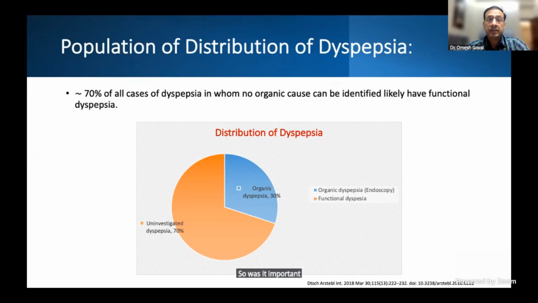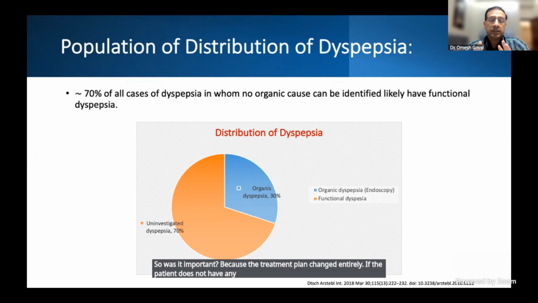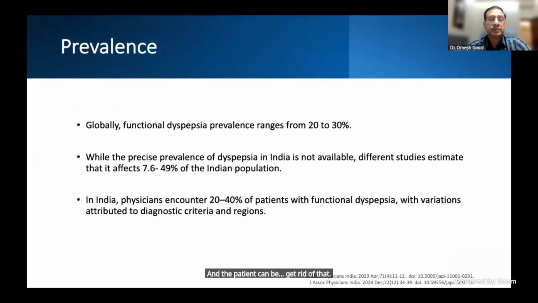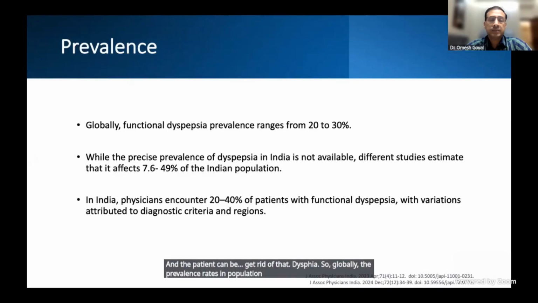So why is it important? Because the treatment plan changes entirely. If the patient does not have any organic pathology, the treatment is different. If we find some organic pathology, we treat the specific cause, and the patient can get rid of that dyspepsia.